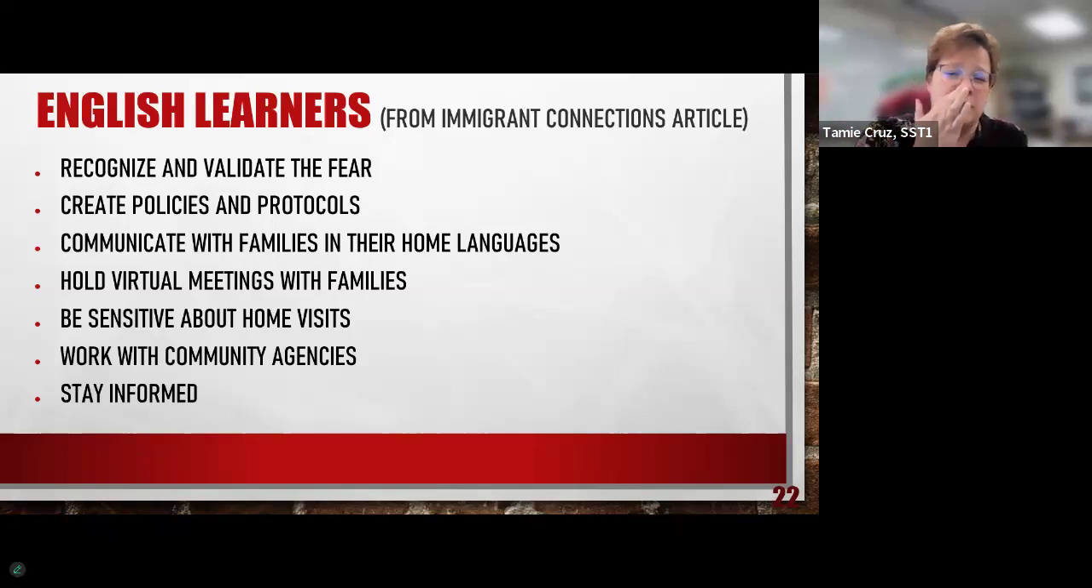There is a publication coming out right now called Immigrant Connections, and they seem to be very on top of what has been changing, what is actually happening, because we also have to be careful, because listening to all media sources is not always the most accurate way to get information right now.